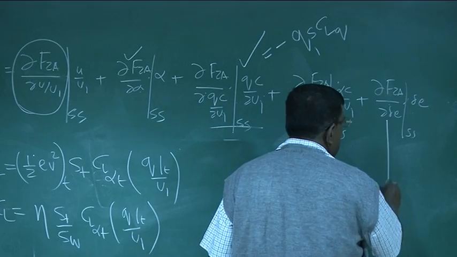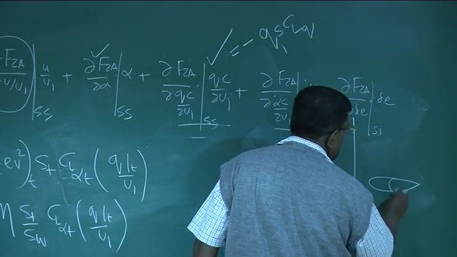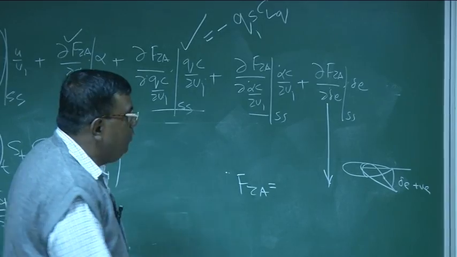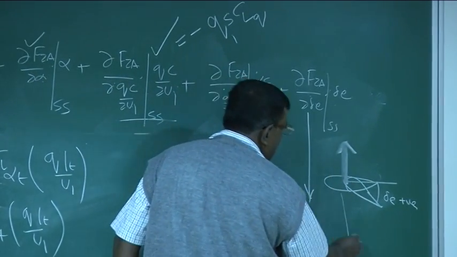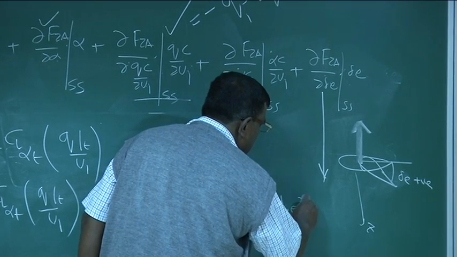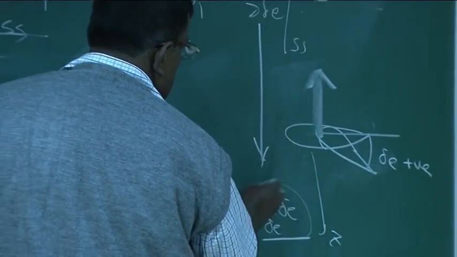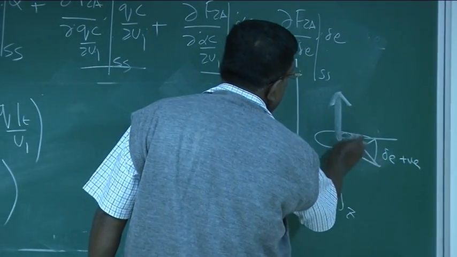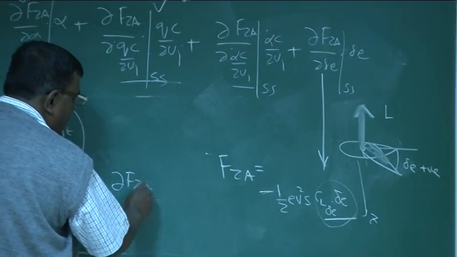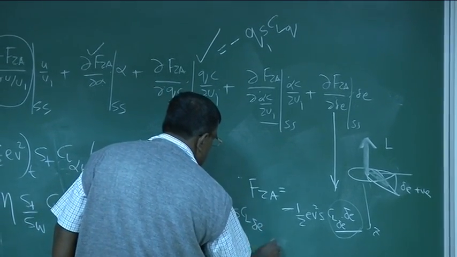Now we have here, this term is also simple. I can write FZA, right? Again, you see, if this is the tail and this is the elevator, if delta E is positive, that will give a force in the upward direction, lift, which is again opposite to Z direction. So I have to write FZA as minus half rho v square S CL delta E into delta E. Because this is the CL because of delta E, minus sign because if delta E is positive, it is down, and the lift is in the opposite direction of Z. So what is your dFZA by d delta E? This is nothing but minus Q1 S CL delta E.